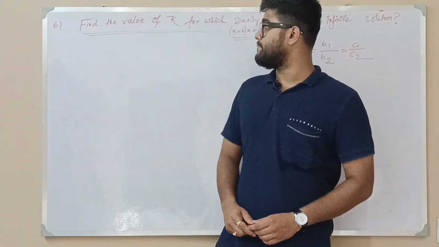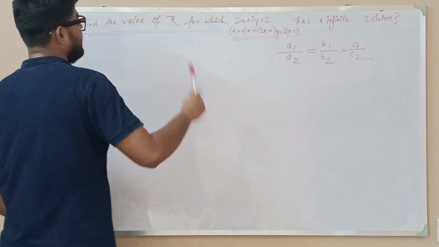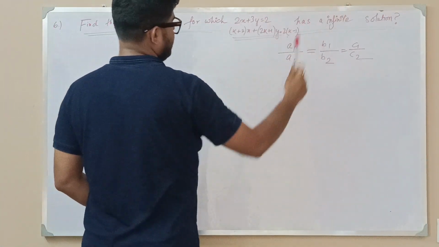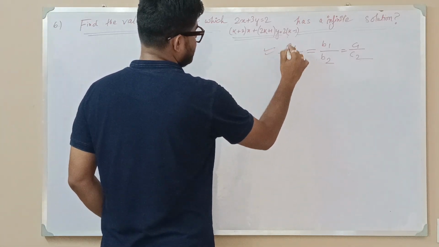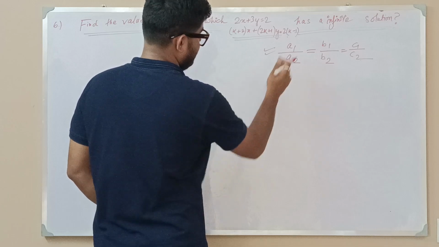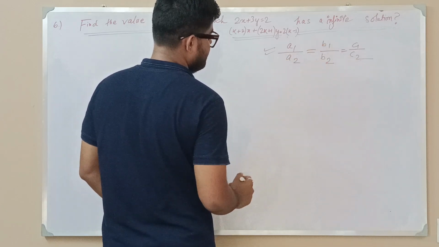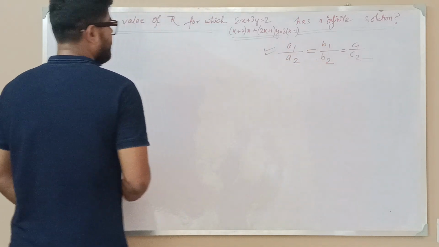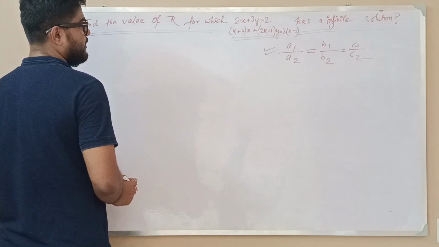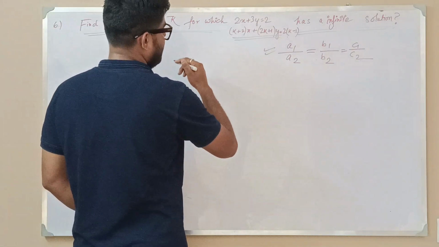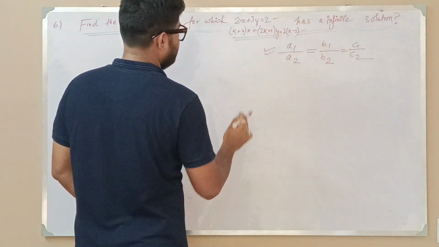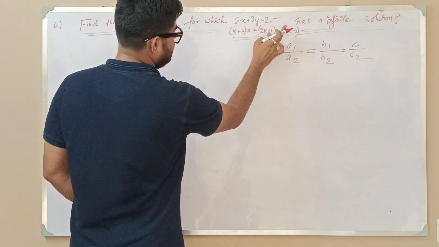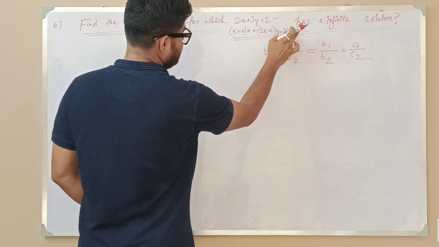Okay, the second sum says find the value of k for which this equation has infinite solution. Now for infinite solution we have to satisfy this condition, a1 by a2 equals to b1 by b2 equals to c1 by c2. We will just make a slight change over here. We'll consider this as equation 1 and this as 2. Okay, so this is a1, this is b1 and this is c1.